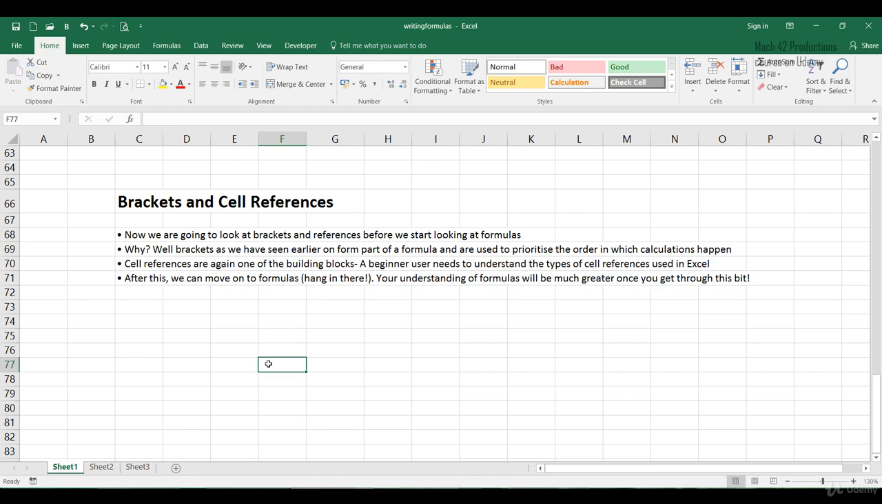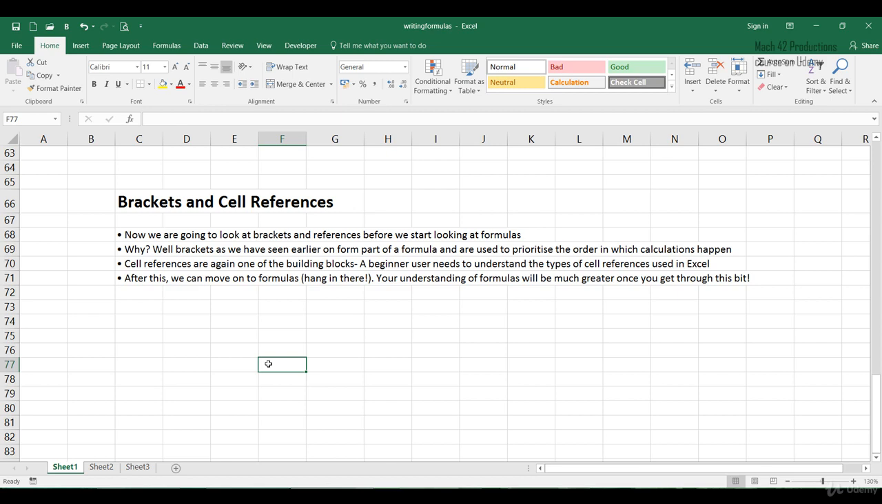Well, brackets, as we have seen earlier on, form a critical part of building a formula and are used to prioritize the order in which calculations happen. So it's critical you get a good understanding of this. Secondly, with cell references, these are again one of the fundamental building blocks for formulas. So as a beginner user, you need to understand the different types of cell references used in Microsoft Excel.